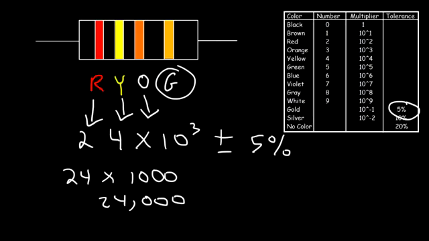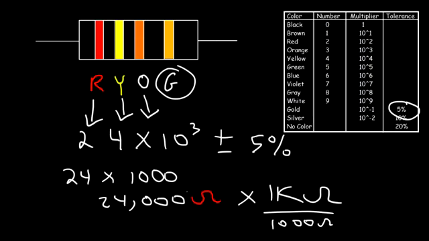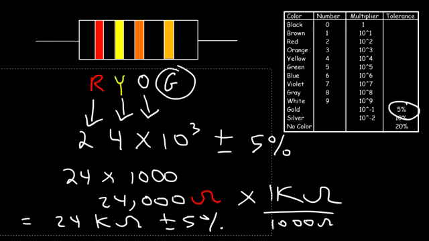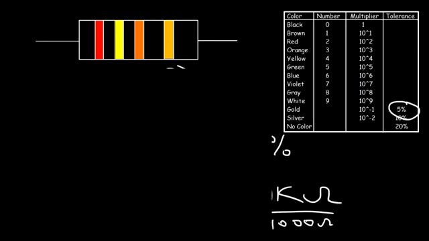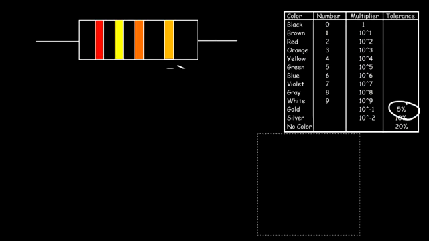It's 24,000 ohms. Now, because this number is so large, let's convert it to kilo ohms. To convert it to kilo ohms, just divide by 1,000. 1 kilo ohm is equal to 1,000 ohms. So therefore, this is about 24 kilo ohms, plus or minus 5%. Now let's go ahead and calculate the range. So what we want to do is find out what 5% of the resistance is equal to.